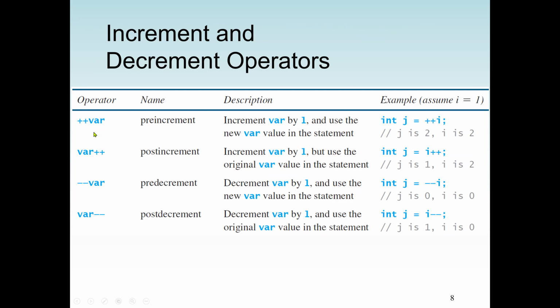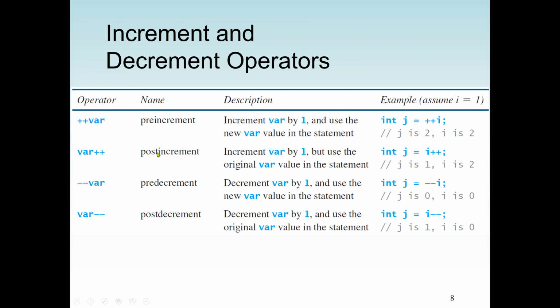But also we have pre-increment and post-increment. Pre-increment means I'm going to add before I assign the value to the variable. So increment var by 1 and use the new var value in the statement. If I say int j = ++i, and i is 1, I'm going to increment i to 2 before I assign it to j. So j is 2 now, and i also will be 2 because you increment i first.